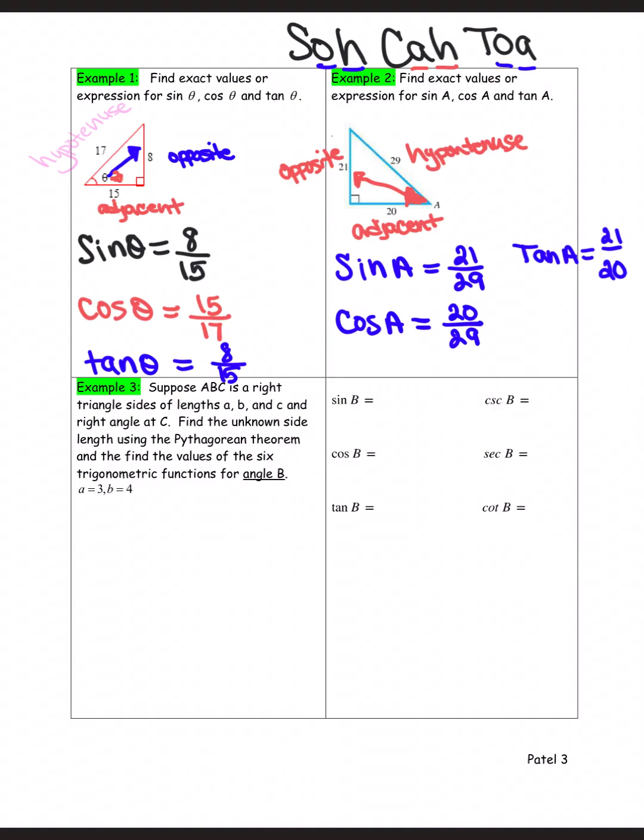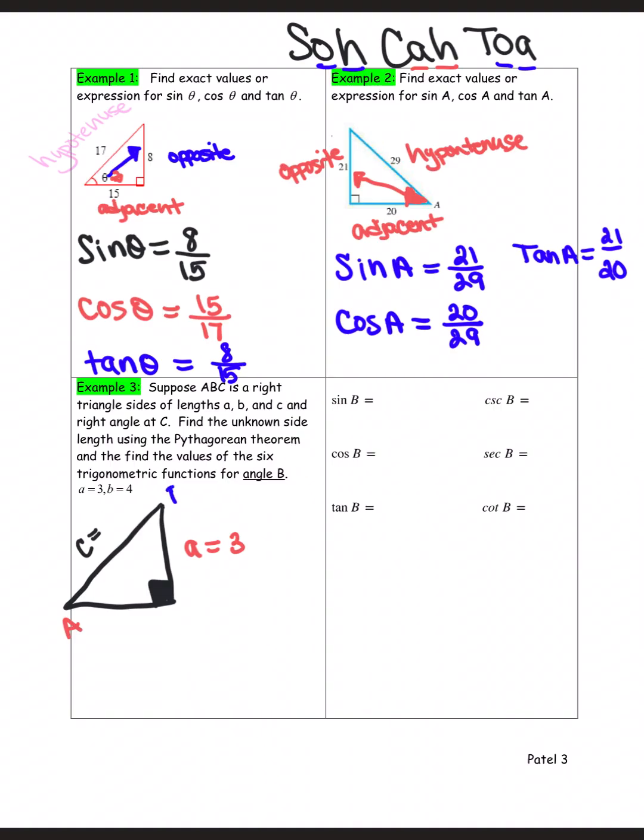Notice on example 3, I do not have the right triangle. So we're going to first create the right triangle. I'm going to let this be my right angle, so I'm going to label that C. Opposite to angle C will be side C, so we don't know what C is yet. We'll figure that out in a second. I'm going to label angle A right here. Opposite to angle A is side A, which is given to be the length of 3.